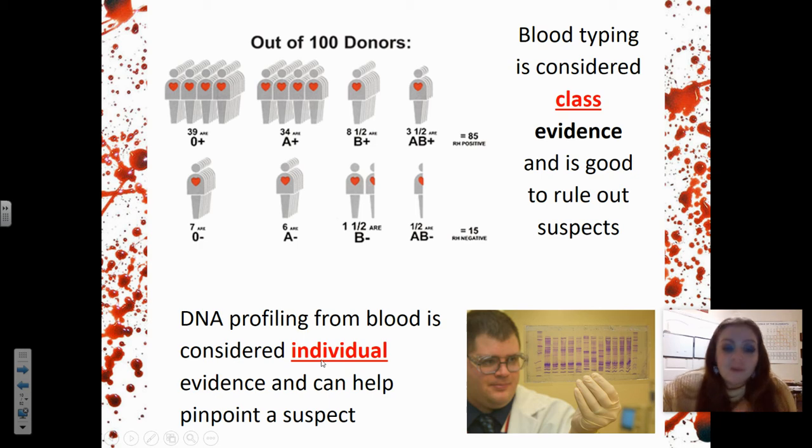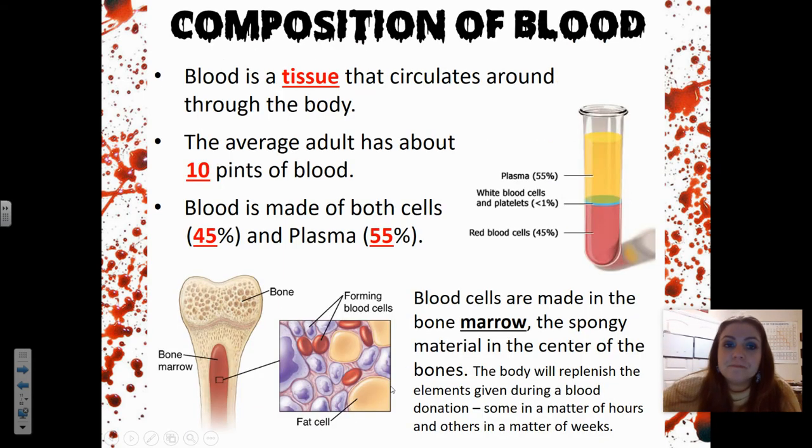Because we've matched them. We've matched their DNA to the blood of their scene, so it is individual evidence that can help us pinpoint the suspect, not a group of suspects.